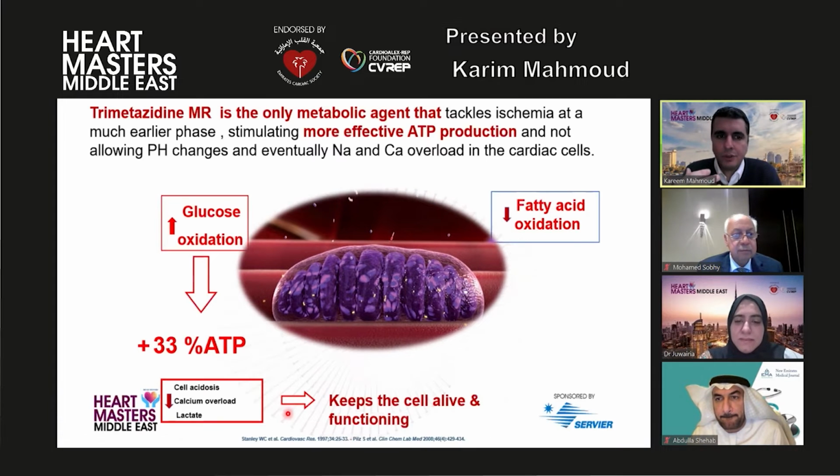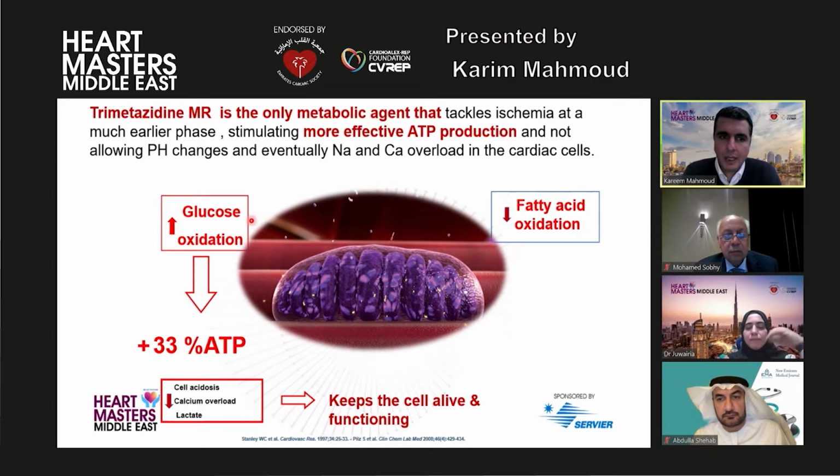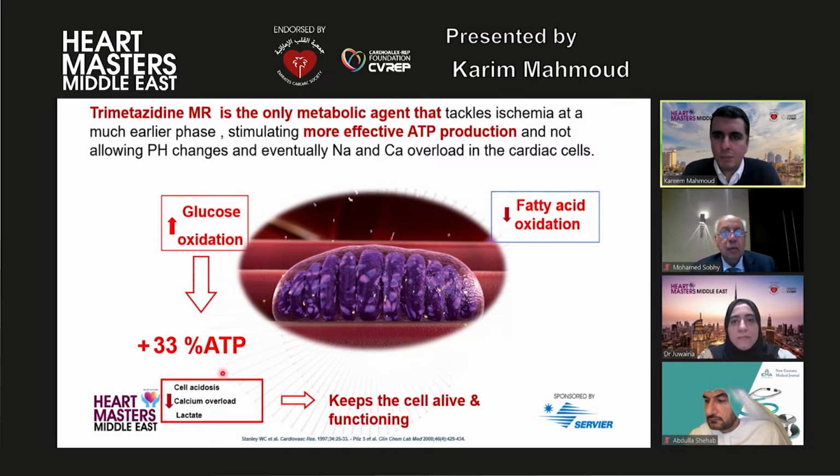So thinking about cutting this deleterious circuit by shifting the metabolism into glucose oxidation and reducing fatty acid oxidation, this will provide the cardiomyocyte with more ATP and will decrease the deleterious mediators, improving the pH of the cell, decreasing the calcium overload and decreasing lactate, and can help our cells to stay alive and function. And this is the role of trimetazidine MR.